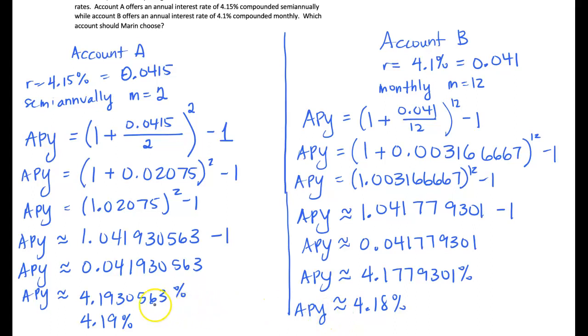So we see when we compare what their annual percentage yield or the equivalent simple interest rate would be, that account A ends up being a better choice because it ends up being a higher annual percentage yield for the savings account. And that ends example 7.